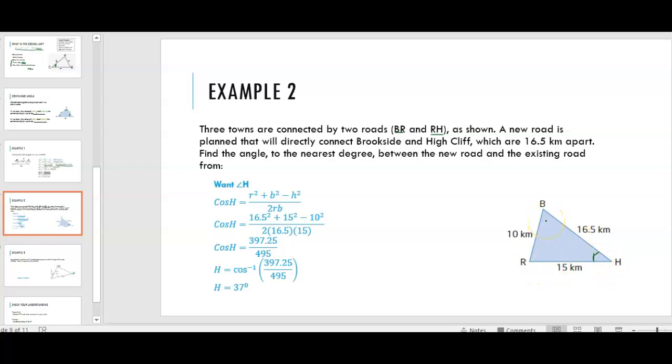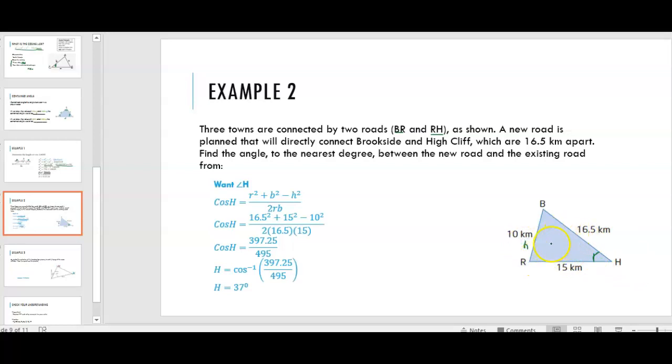All right, so we're solving for angles, so we're going to use the formula for the angle. To adapt the formula to the given triangle with the letters B, H, and R, we're going to label this triangle based on those letters. So opposite angle H is side H.